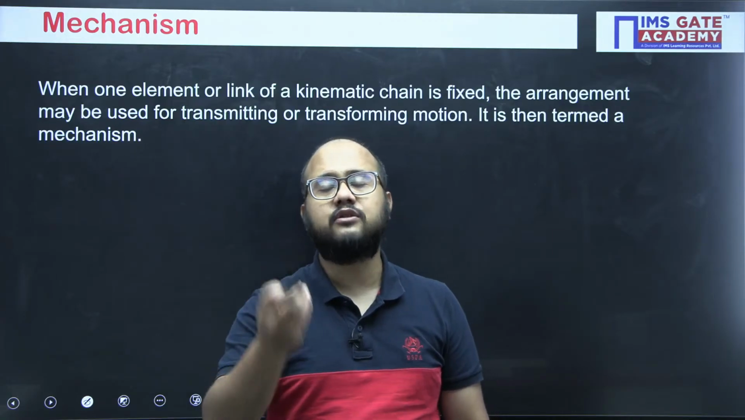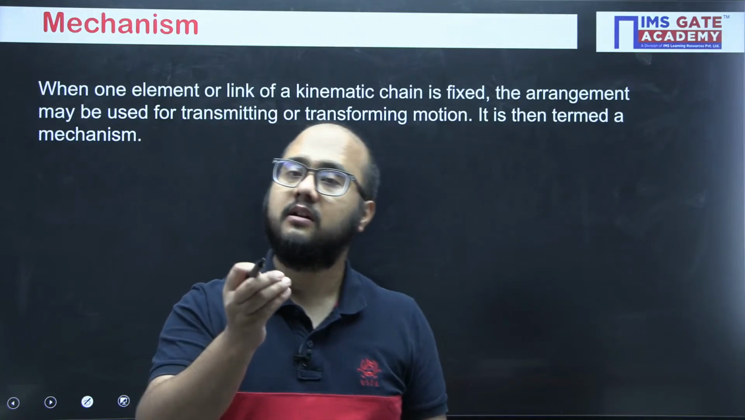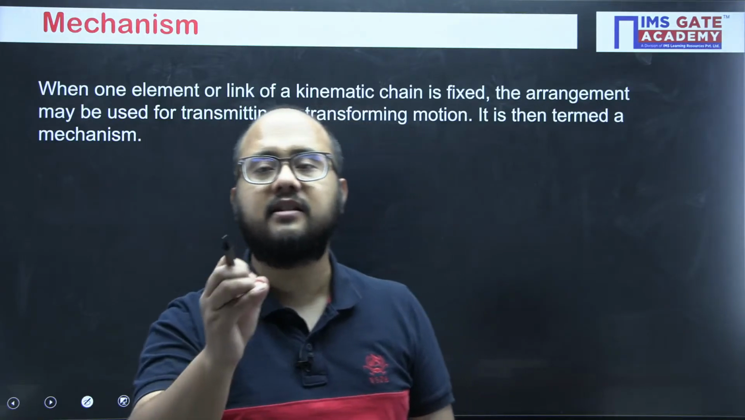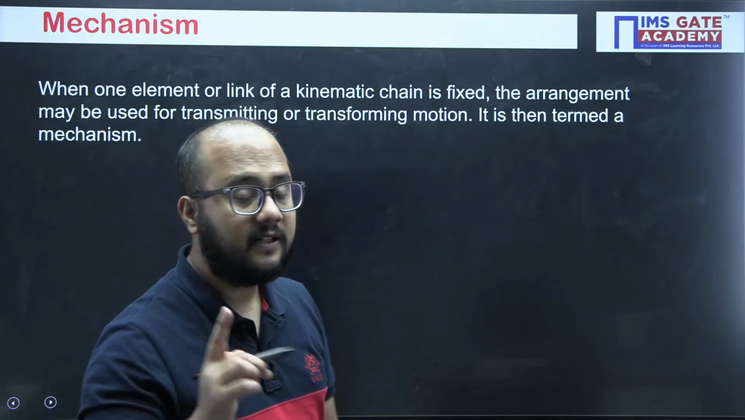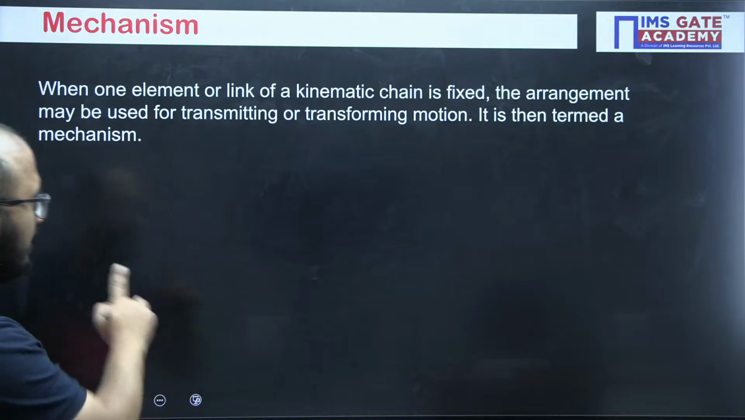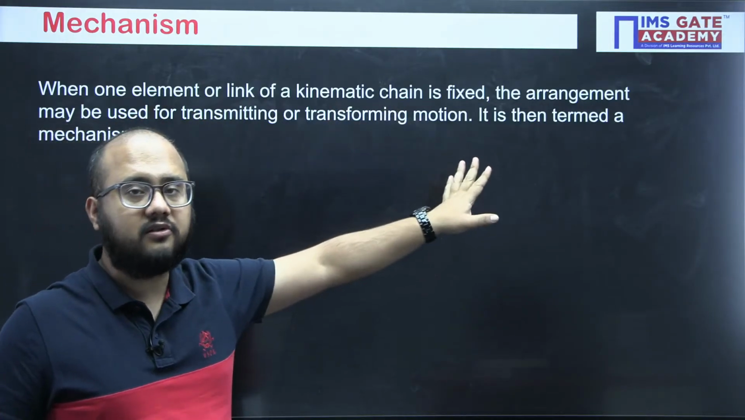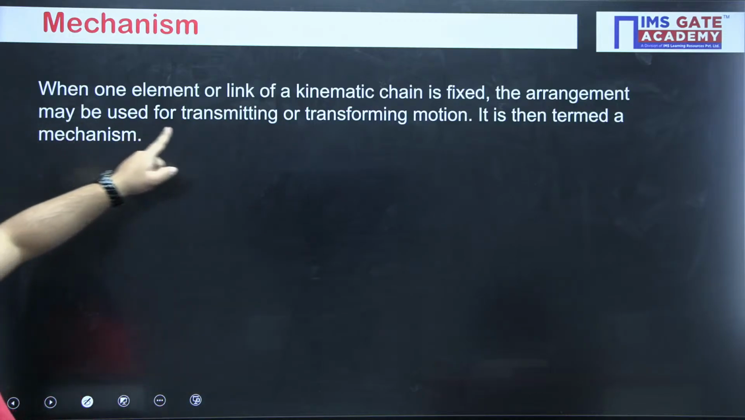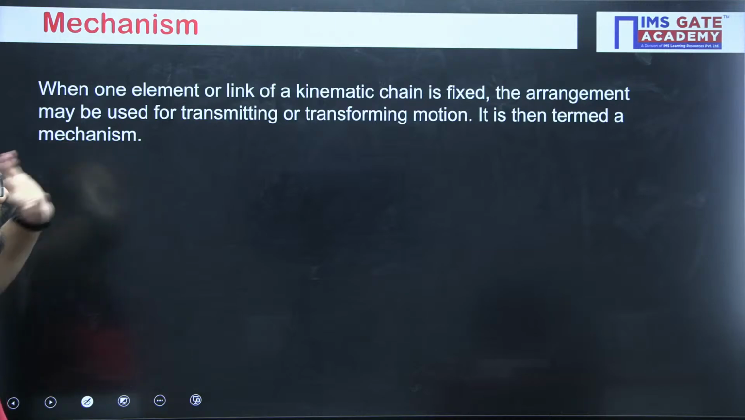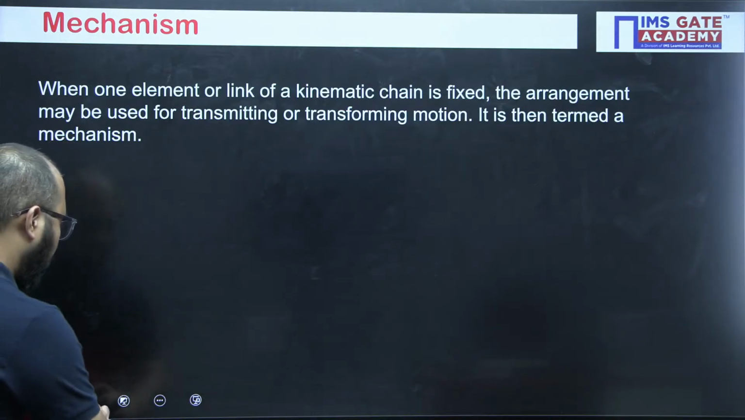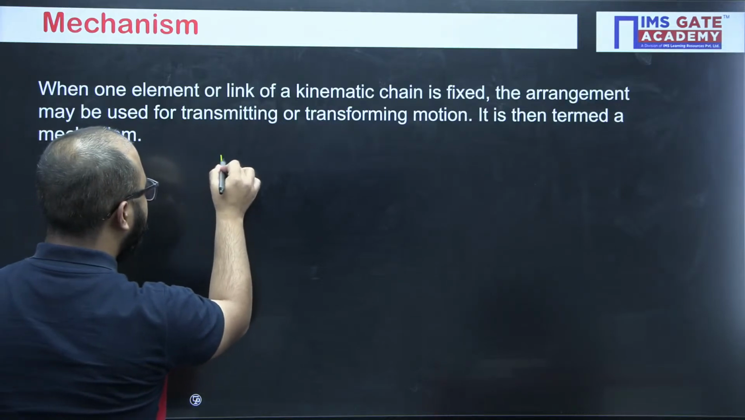So why do we actually fix a link? Because the fixed link will behave as a frame of reference. It will serve as a frame of reference for the other links. This point you should remember, right? So that's what we have written. When one element or link of a kinematic chain is fixed, the arrangement may be used for transmitting or transforming motion. It is then termed basically a mechanism. Now, please go back to the basics part. First, we discussed the kinematic link.